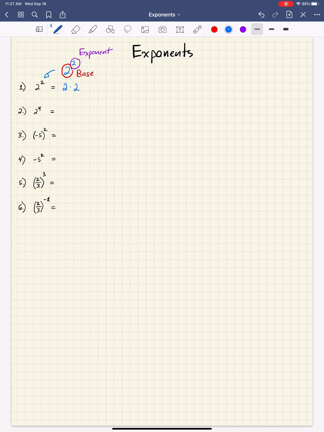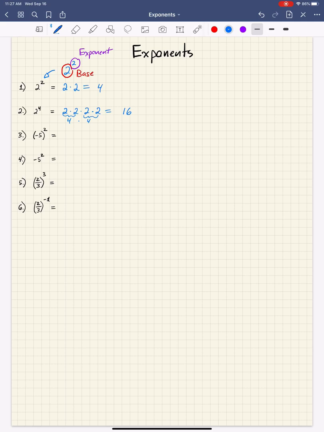Now for problem number 2, we have 2 raised to the power of 4. So we're going to multiply 2 by itself 4 times. So we get 2 times 2 times 2 times 2. After you set yourself up to clearly see what operation you're actually doing, which is multiplying 2 by itself, in this case 4 times, you can start multiplying the numbers. So 2 times 2 is 4, 2 times 2 is 4, and 4 times 4 is 16. Right here, 2 times 2 is 4.